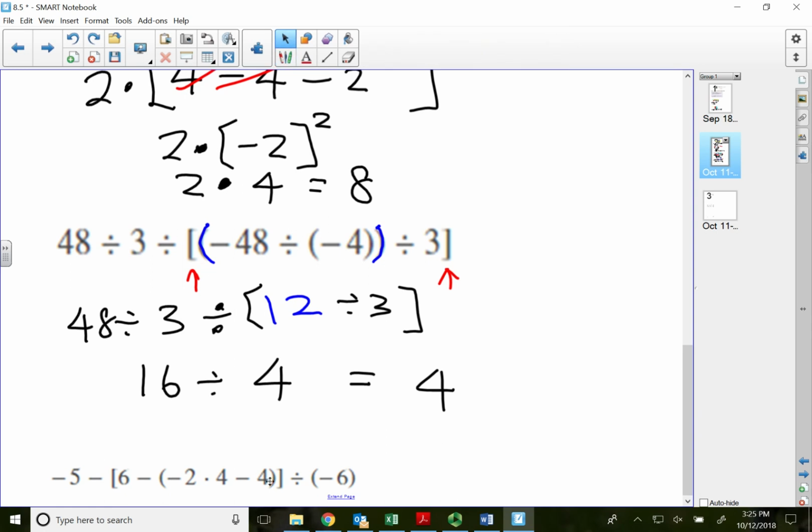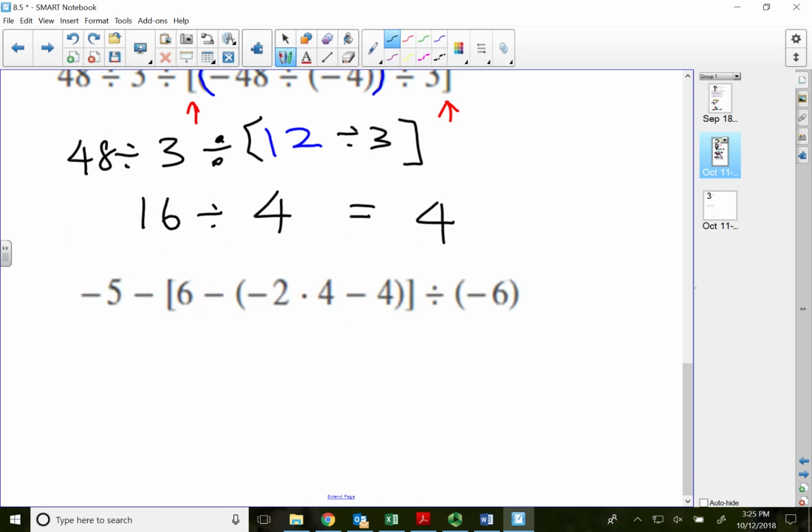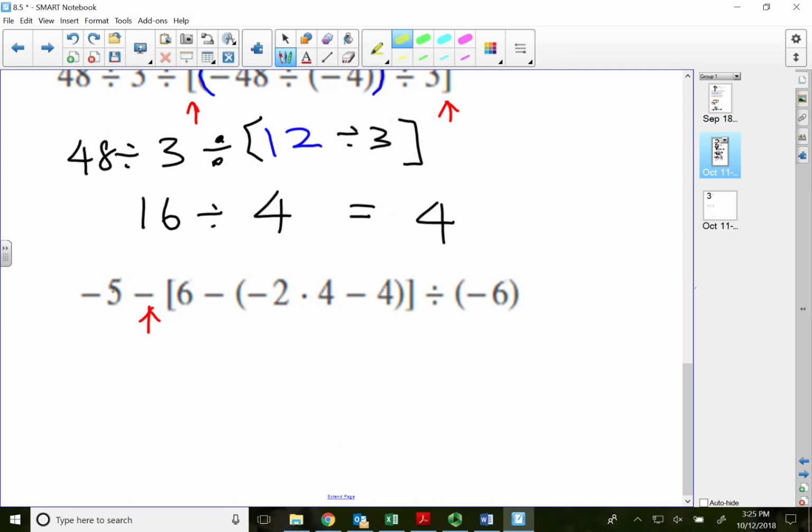All right, let's check out this one right here. Ooh, this is a big old problem. I do see one subtraction sign outside the bracket right here. So my very first term of this whole problem is -5. All right, no operation. So this -5 will be up front the whole time.